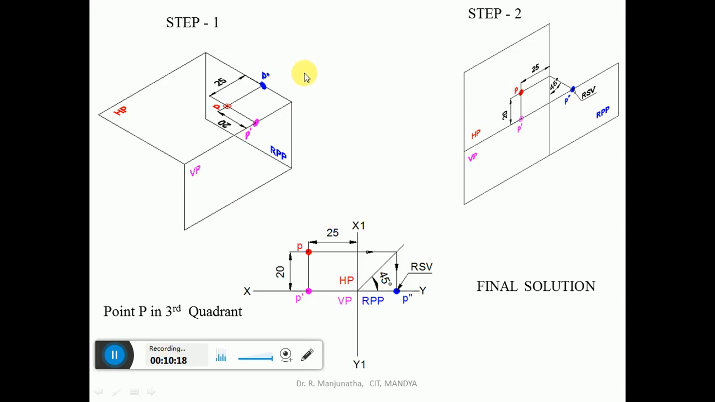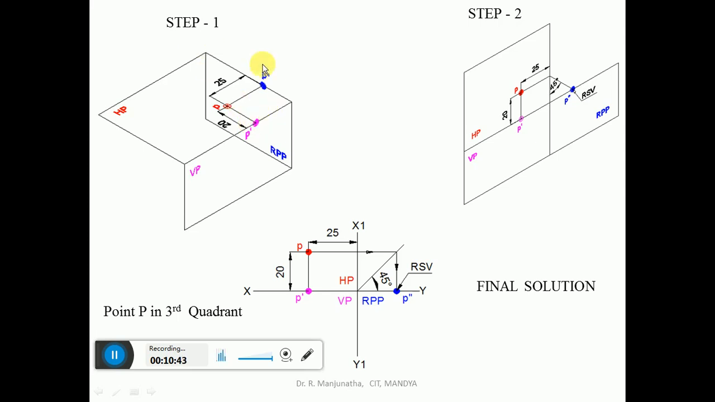So when you look from the right side view, the front view and the side view will both be on the same line. And when you look from this right side view, we can see the distance behind VP, so it will be the top view distance. So we can see the top view, and since it is on HP, we can also see the front view distance.